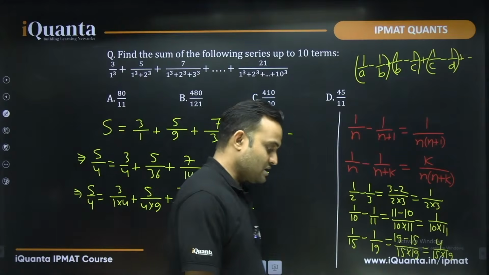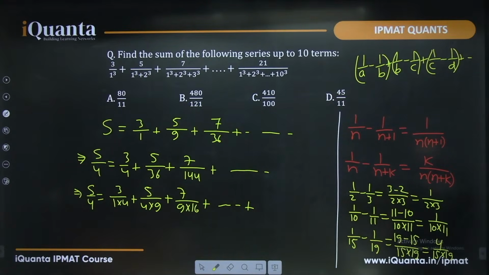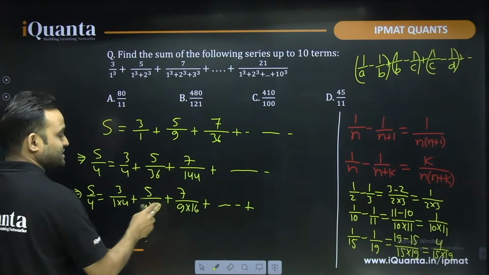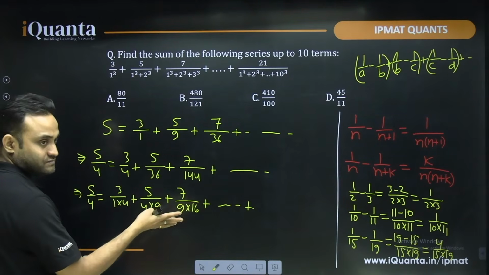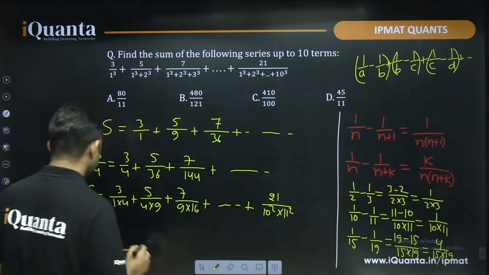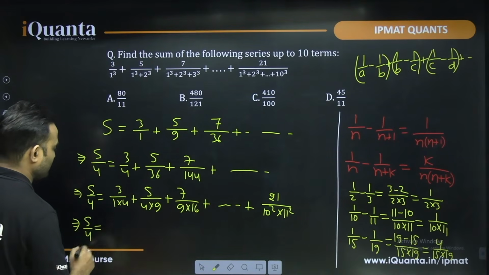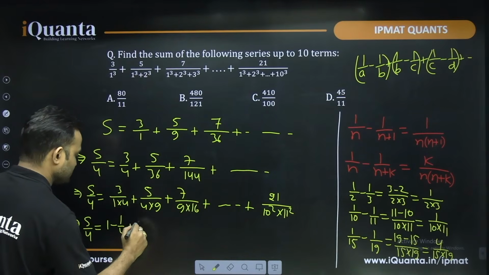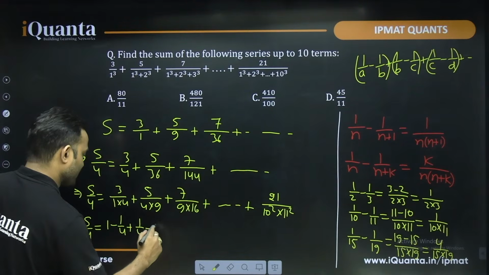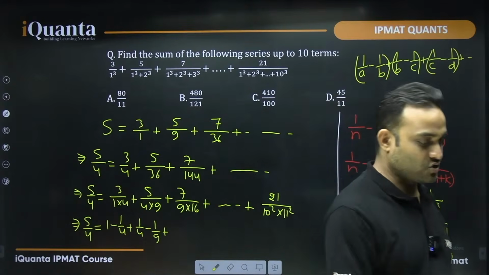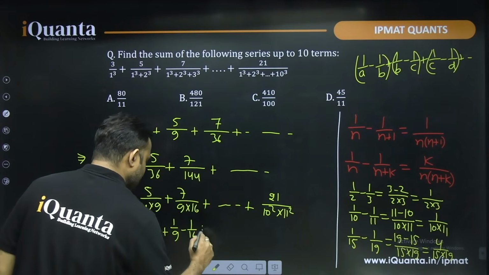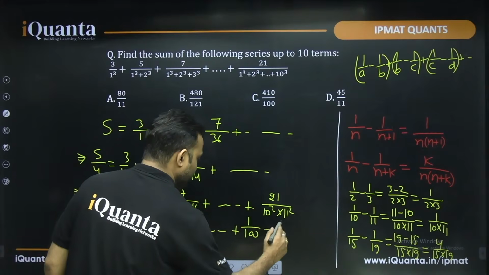बताओ, last term क्या होगा? See, it's very easy. 3, 5, 7, है ना? 2n plus 1. So 10th term will be 21 upon 10 square into 11 square. So we can say s by 4 will be equal to 1 minus 1 by 4 plus 1 by 4 minus 1 by 9, right? And so on. Then the next term will be 1 by 9 minus 1 by 16 and so on. The last term will be 1 by 100 minus 1 by 121.